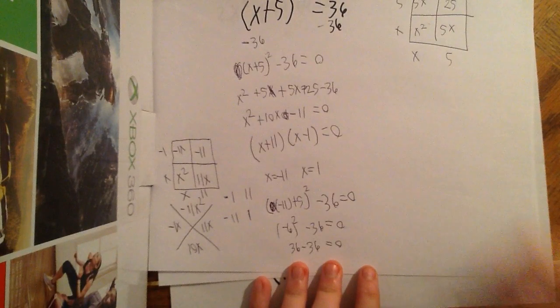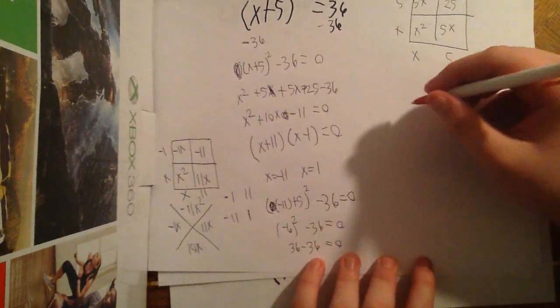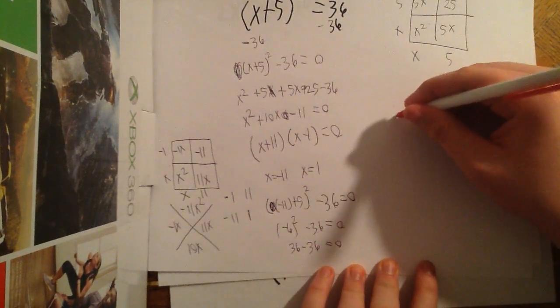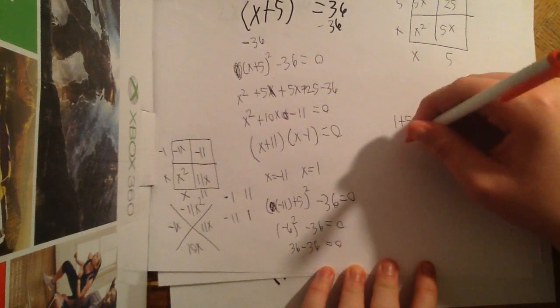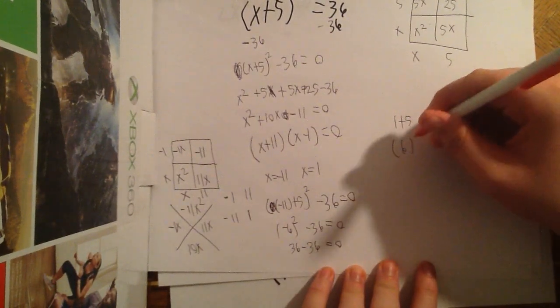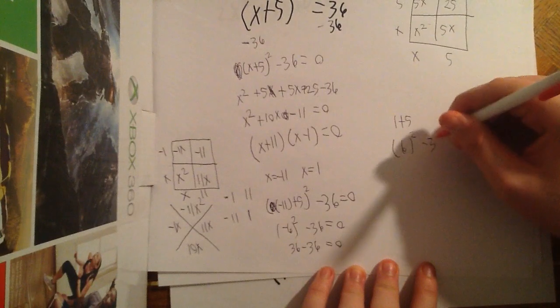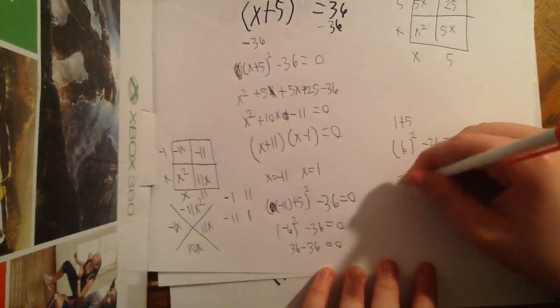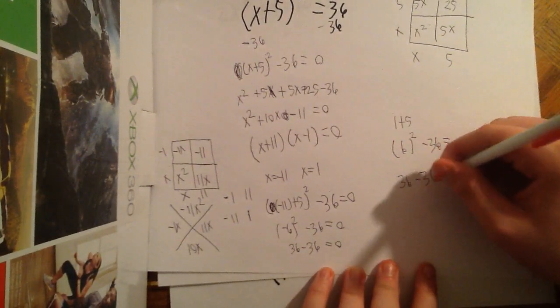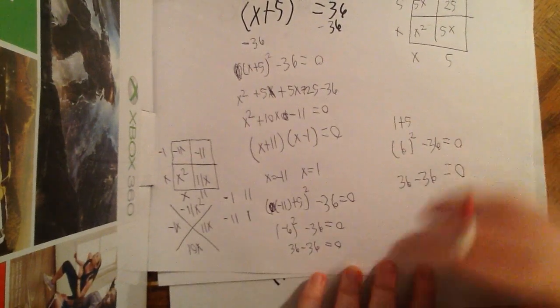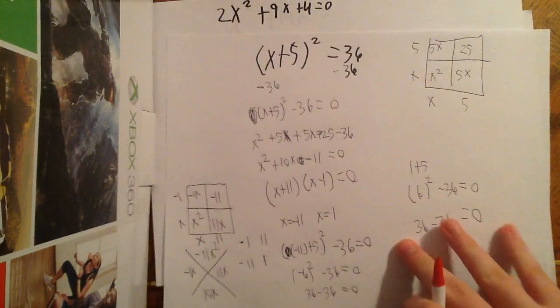And we can do the same thing just with the 1 value. So all we need to do is just plug in the 1. So 1 plus 5, we can just write 6 because we know it's 6. 6 squared minus 36 equals 0. 36 minus 36 does in fact equal 0. So that's how you solve with the a value equal to 1.